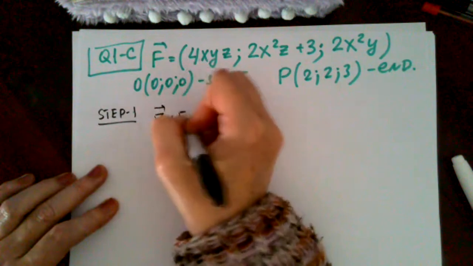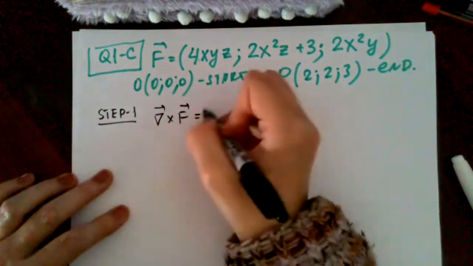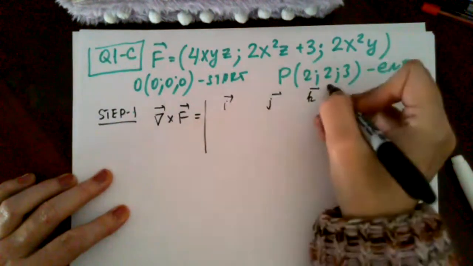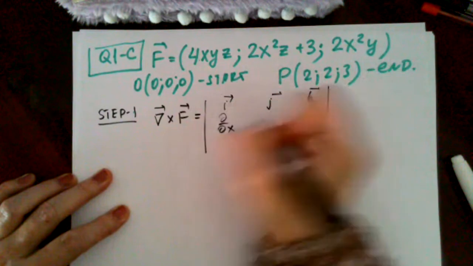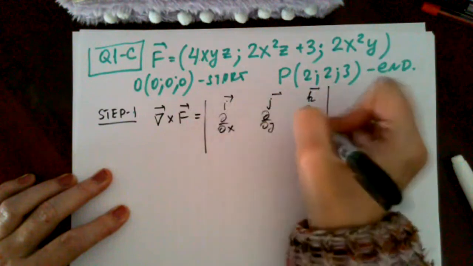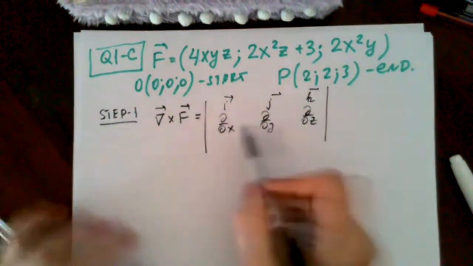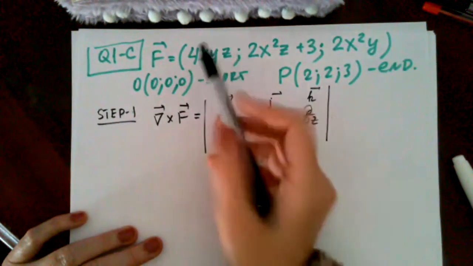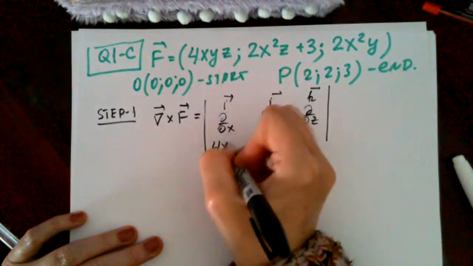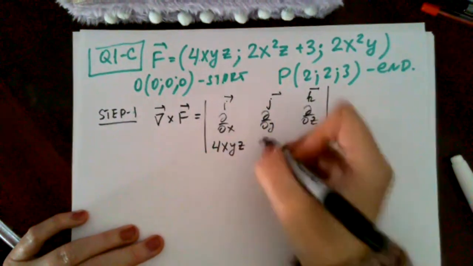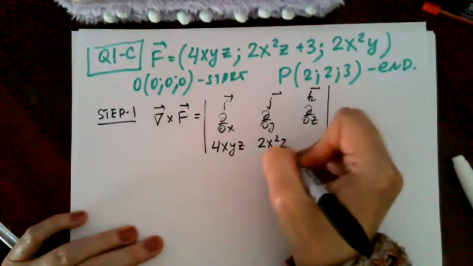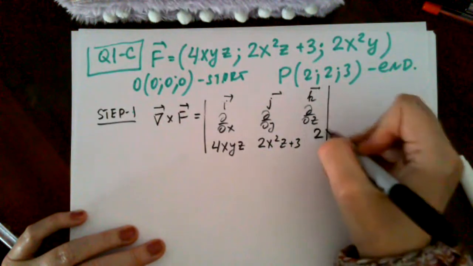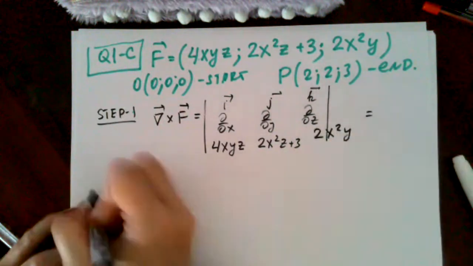Okay, so curl is nabla cross F, and this is a determinant. i, j, k is the first row. The second row is d over dx, d over dy, d over dz, which is our nabla vector. And the third row, the last row, is P, Q, R. So we need to substitute our data here. P is 2xyz, Q is 2x squared z plus 3. And the last component is 2x squared y.